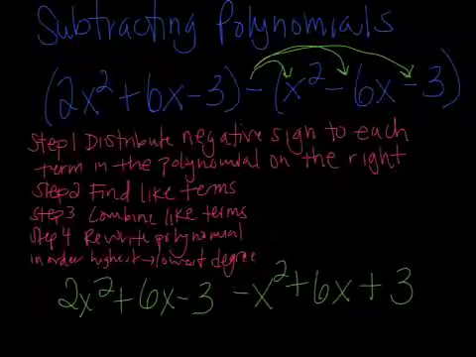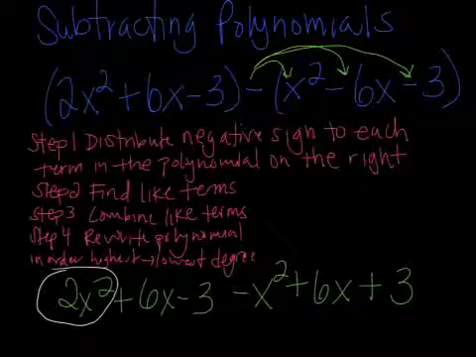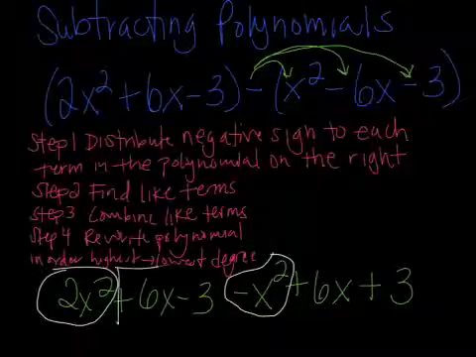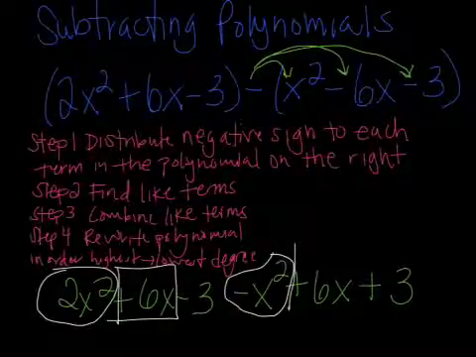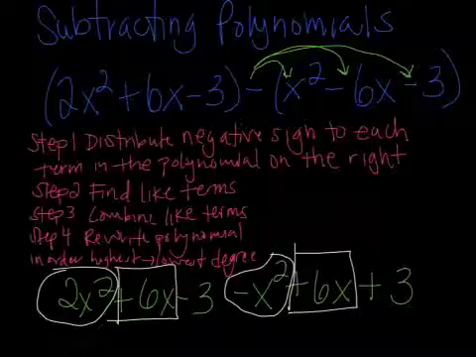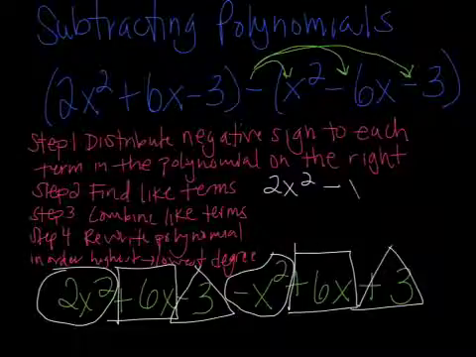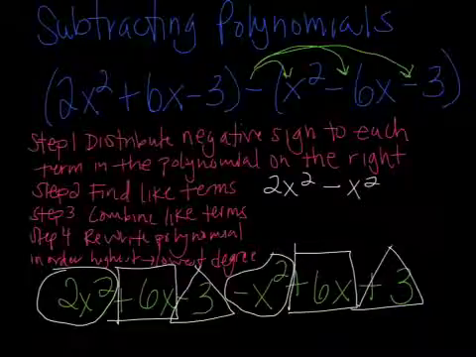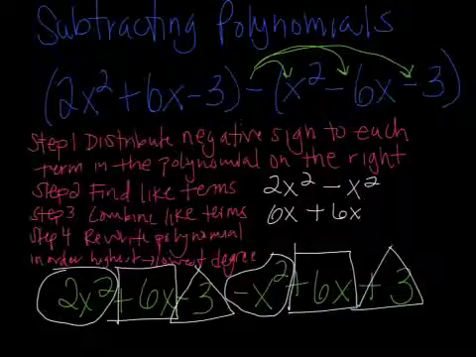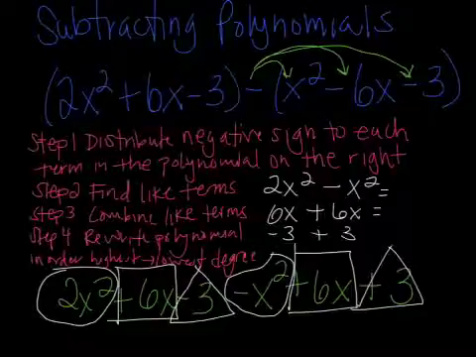Next, we'd identify like terms. So we have our 2x squared and our negative x squared. We have a positive 6x and a positive 6x. We also have a negative 3 and a positive 3. So once I combine those together, I have 2x squared minus x squared. I have 6x plus 6x and negative 3 plus 3.